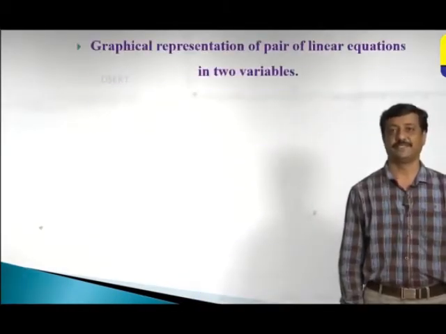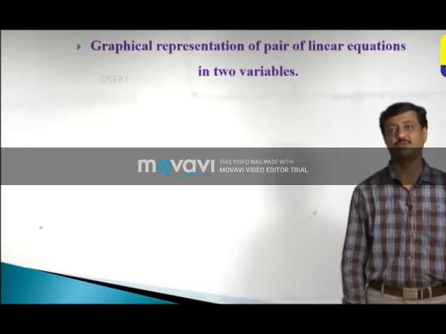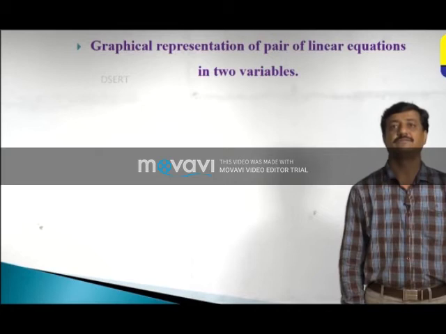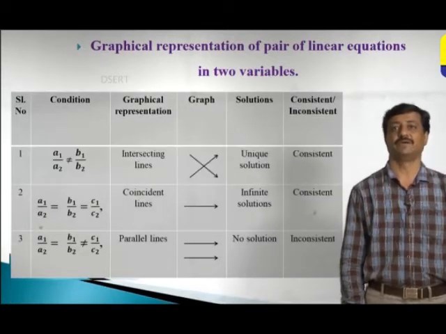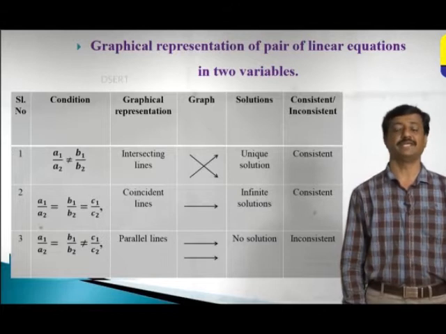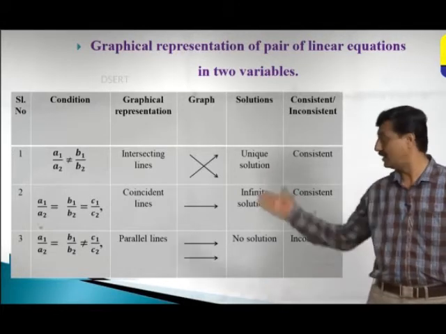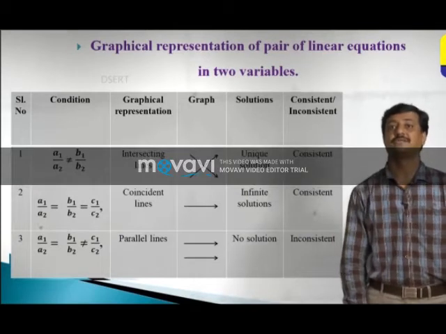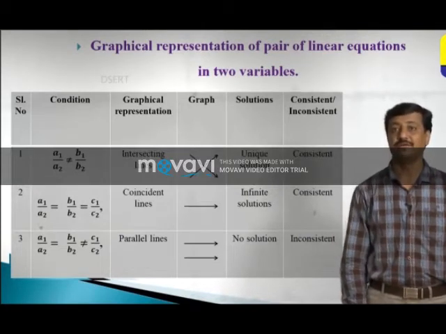The next point is graphical representation of pair of linear equations in two variables. Depending on the values of a1 by a2, b1 by b2 and c1 by c2, we are going to give the type of graphical representation for the given pair of linear equations in two variables. Here is a table that shows the different graphical representations based on the three values.